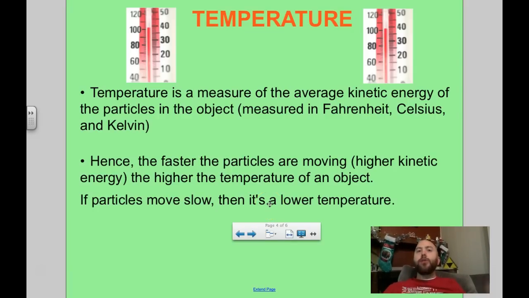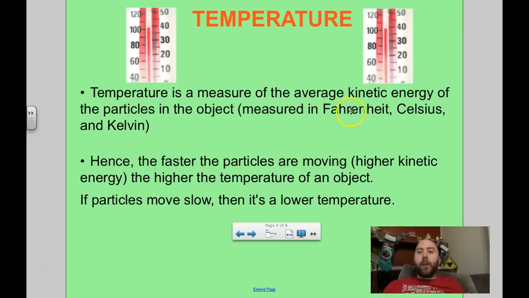So I kept talking about temperature. What is temperature? So when you get sick and you put a thermometer in your mouth and you take your temperature. Temperature is the measure of average kinetic energy of the particles. Again, it's the measure of the average kinetic energy of particles. Someone goes, well, if it's kinetic energy, shouldn't it be in joules? Well, we don't do that because it's the average kinetic energy.